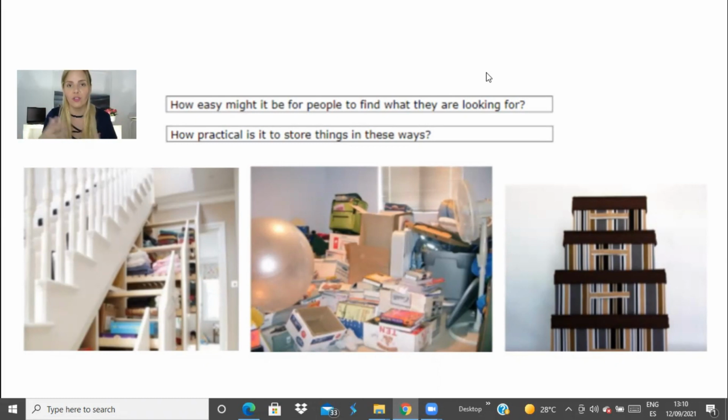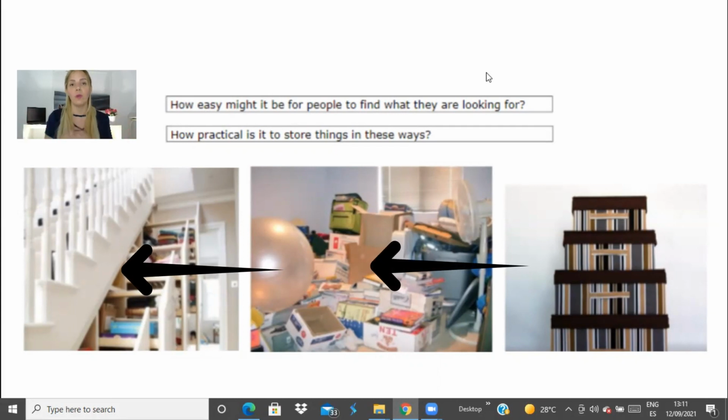Well, of course, they are going to describe a bit when they are talking about the photos, but that's not the main goal. The main goal is to answer, for example, look, we've got these 3 photos there, and question number 1 is how easy might it be for people to find what they're looking for if they organize stuff in the way that we see in the photos, and how practical is it to store things in these ways. So let's say that we are talking about first and second.